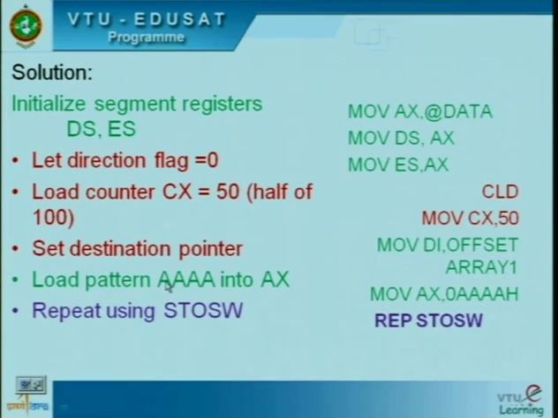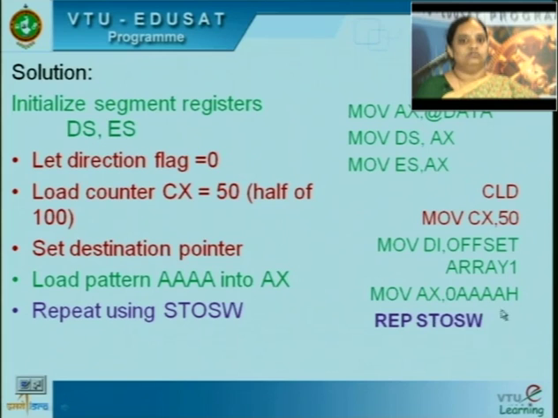And then, what is the pattern to be copied? Let me change the pattern from 33 to AA. So here AX will be loaded with four A's, that is, AL is AA, AH also is AA. And when I do this, all 100 locations will have AA. So this instruction will copy 16-bit AA into 50 word locations, or in other words, 100 byte locations will have AA. So this is about copying. We have copied the data into the memory.